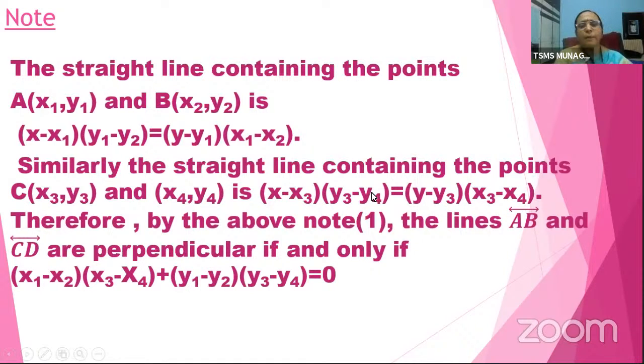Therefore, from the above note, the lines AB and CD are perpendicular if and only if (x1 minus x2) into (x3 minus x4) plus (y1 minus y2) into (y3 minus y4) is equal to 0. Here you can clearly observe that it is the product of the differences of x coordinates plus the product of the differences of y coordinates. If that is equal to 0, you can simply say that those two lines are perpendicular.